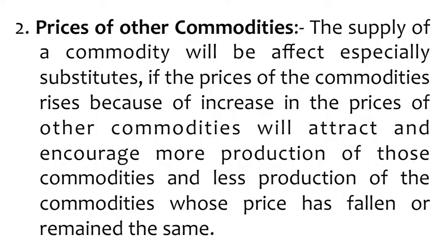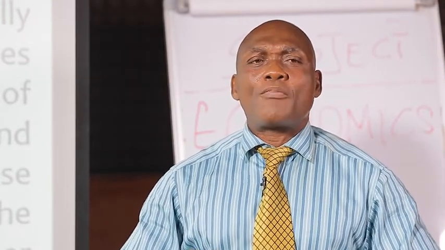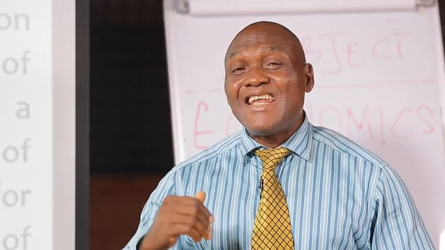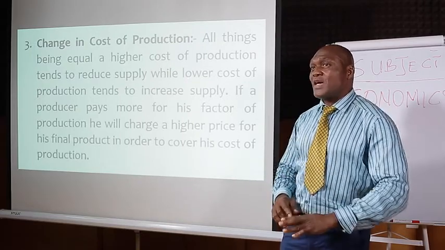Now, we said the supply of a commodity will be affected, especially substitutes. That is when one can be used instead of another. If the price of the commodities rises because of increase in the price of other commodities, we attract and encourage more production of those commodities and less production of commodities whose prices have remained the same. What we are saying here is that if the price of a product rises, the suppliers will supply more of that product which the price has risen, and less of those whose prices have remained the same. Why? The price of this is the same, thereby they will not get much profit if they keep supplying it.